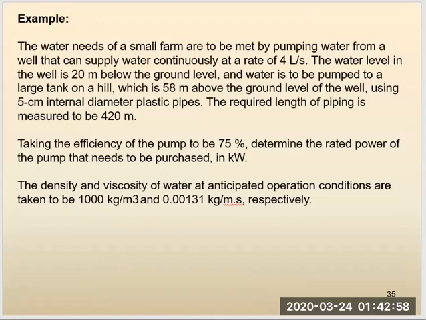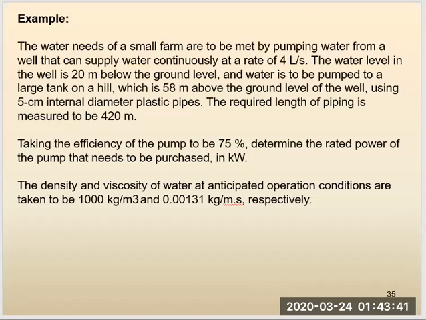Example. The water needs of a small farm are to be met by pumping water from a well that can supply water continuously at a rate of 4 liters per second. The water level in the well is 20 meters below the ground level, and water is to be pumped to a large tank on a hill, which is 58 meters above the ground level of the well, using 5 centimeter internal diameter plastic pipe.